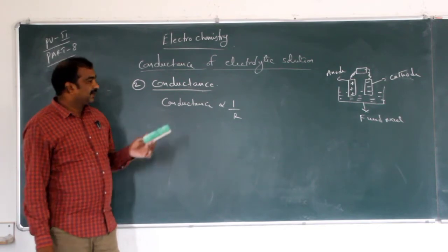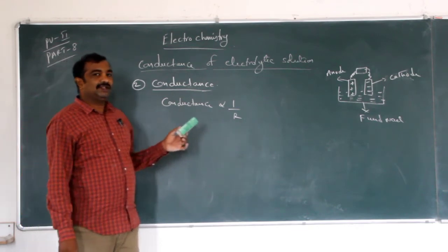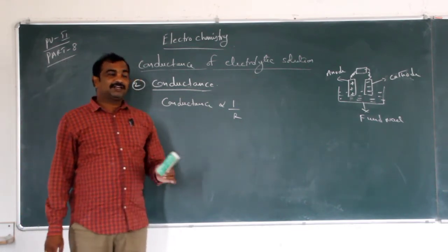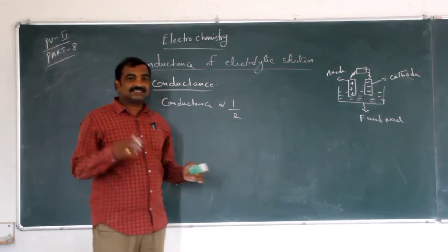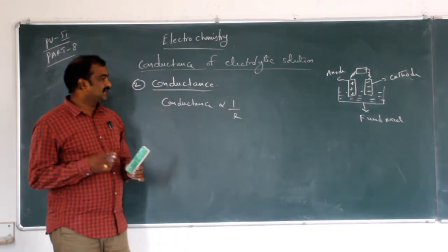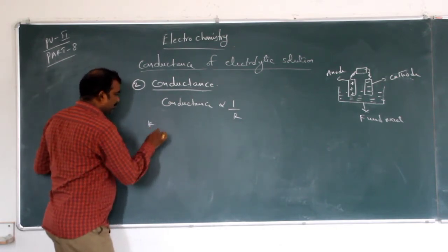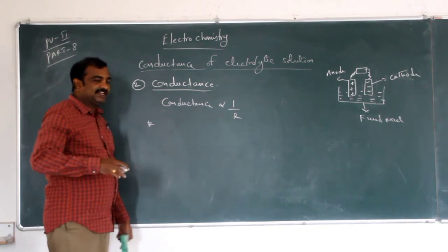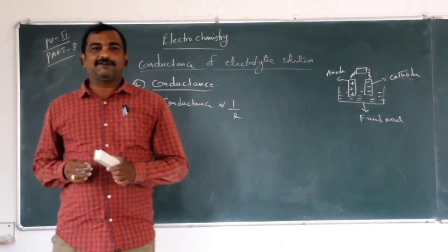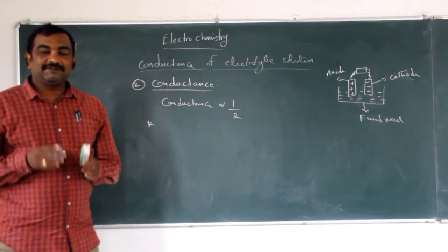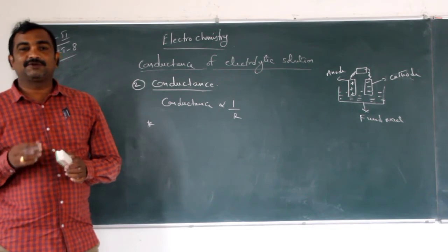But here we cannot explain it in the definition way like this, because if it is the reverse of resistance, we must also explain the resistance factor. So directly, one definition is there, and we can study that definition here. Conductance is nothing but a measure of the ability of electric current to flow through a material.